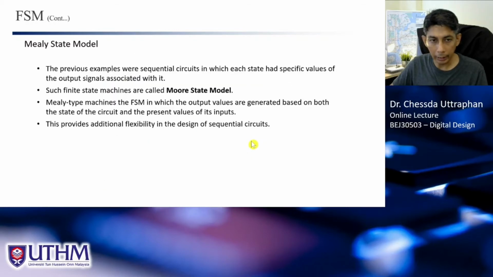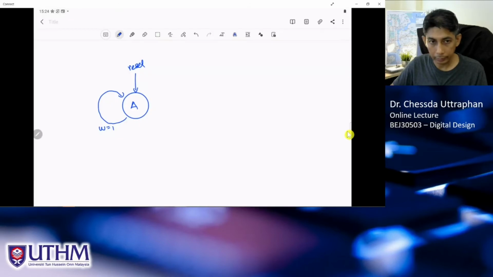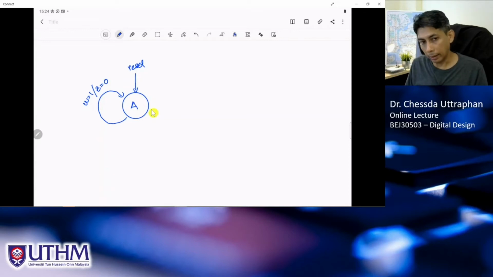But for the Mealy, the output is at the state transition. So if w equal to 1 here, z should be equal to 0. So the output is at the transition, not in the state. That is the characteristic of the Mealy state machine.